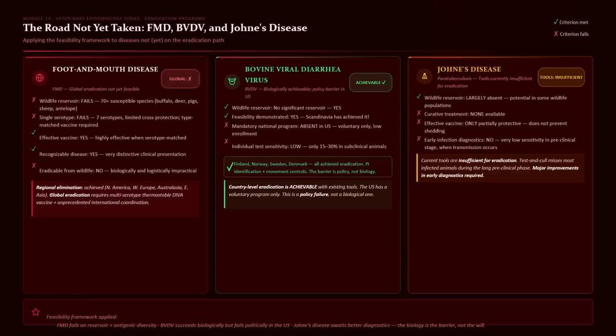Johne's disease, paratuberculosis. This is the hard one. Mycobacterium avium subspecies paratuberculosis has an extremely long incubation period, 2 to 10 years, meaning animals can be infected and shedding for years before they show clinical signs. Test sensitivity in early stage infection is poor. There is no effective sterilizing vaccine, and MAP can persist in the environment for years. For Johne's, the realistic goal is control, not eradication, and even good control requires enormous sustained effort.